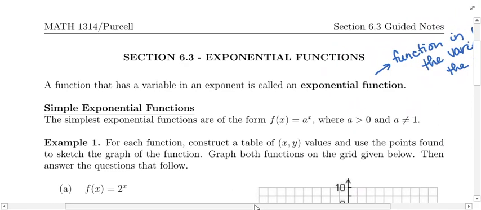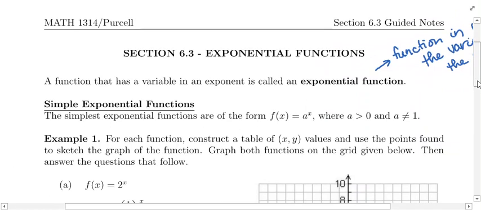The first thing we're going to do with these exponential functions is learn how to graph them by hand. Your exponential functions can get really complicated, so the ones that you will have to know how to graph by hand are simple exponential functions. It says the simplest exponential functions are of the form f of x is equal to a to the x, where a is a number that's bigger than 0 and a cannot be 1.